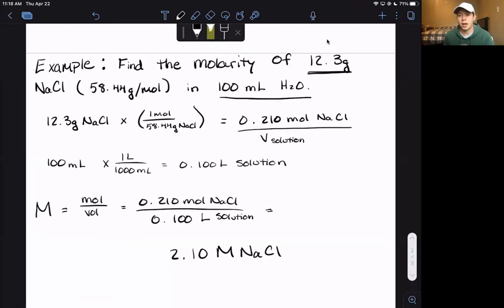So that's a fairly concentrated solution of sodium chloride, which you may see in like an organic chemistry lab. If you're trying to break an emulsion or something like that, you'll get to that later. But for right now, this is just a quick overview of how to quantify particles in solution given a couple of different parameters. I hope that helps.